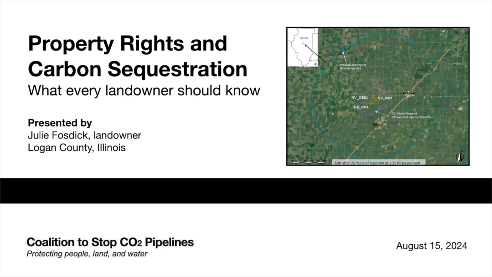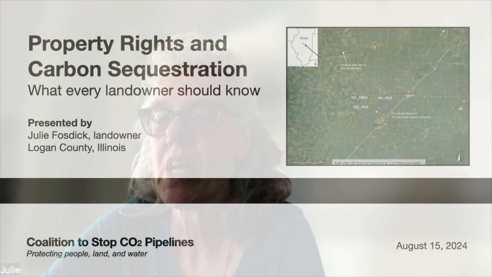Tonight, we've invited Julie Fosdick, landowner and farmer in Logan and Livingston counties, to speak with us about property rights and carbon sequestration. Julie's property in Logan County would be affected by Navigator's Vervain project. Over the last few years, Julie has learned a lot about carbon sequestration and the risks it brings to our health, our land, and our water. So let's begin by welcoming Julie.